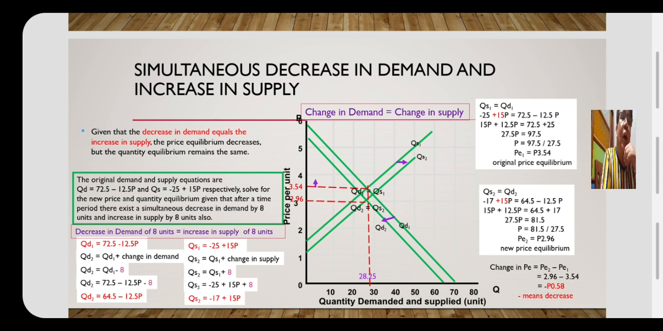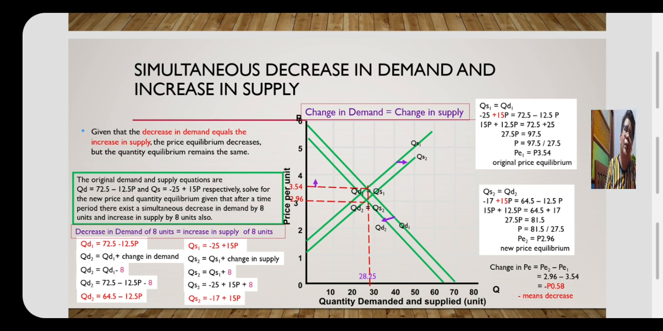For computing the new price equilibrium, the new price equilibrium is 2.96, and we derive this by equating the new supply equation to the new demand equation. The original price equilibrium of 3.54 was computed after we equated the original supply equation to the original demand equation. So we can now solve for the change in price equilibrium.